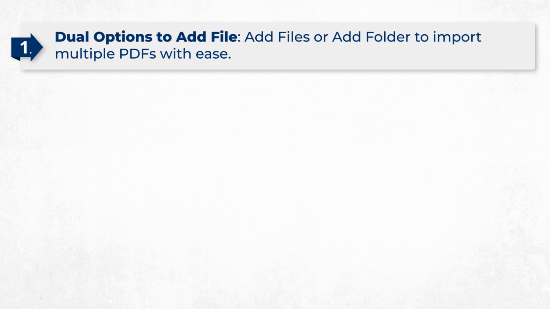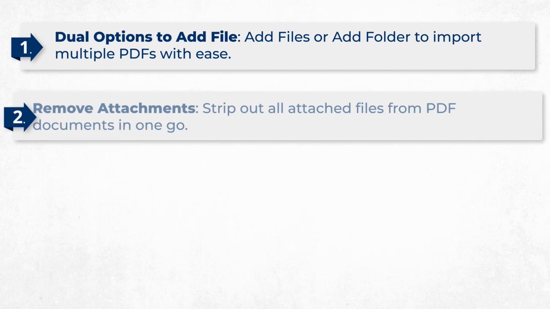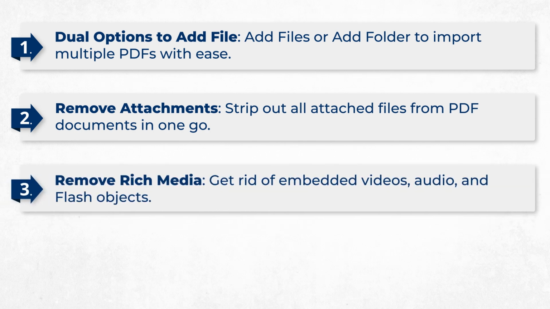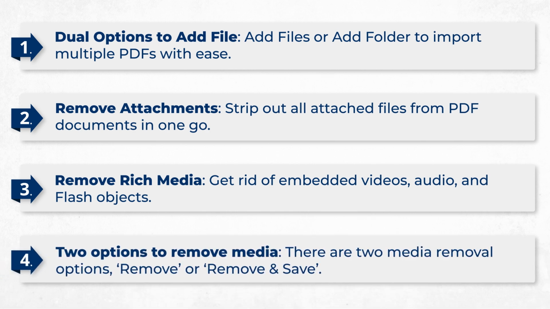Dual options to add file. Add files or add folder to import multiple PDFs with ease. Remove attachments. Strip out all attached files from PDF documents in one go. Remove rich media. Get rid of embedded videos, audio, and Flash objects. 2 options to remove media. There are 2 media removal options: remove or remove and save.